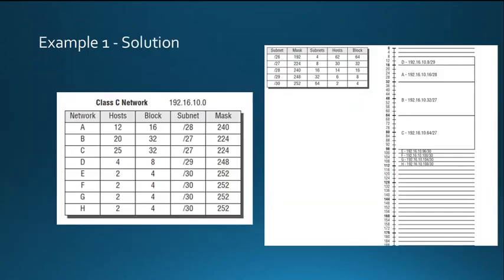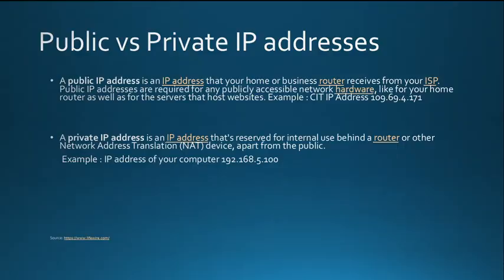Here is a solution of the first example. You can see from network A to H, the hosts, block, subnet and mask. We will start from 10.0, which is the first, and begin with 10.1. And check the next block size, going to be 16, 32, 32 again, plus 8, then the two networks, two hosts, which are needed for the first side, plus 4, plus 4, plus 4. We end at 152 with the subnet mask.